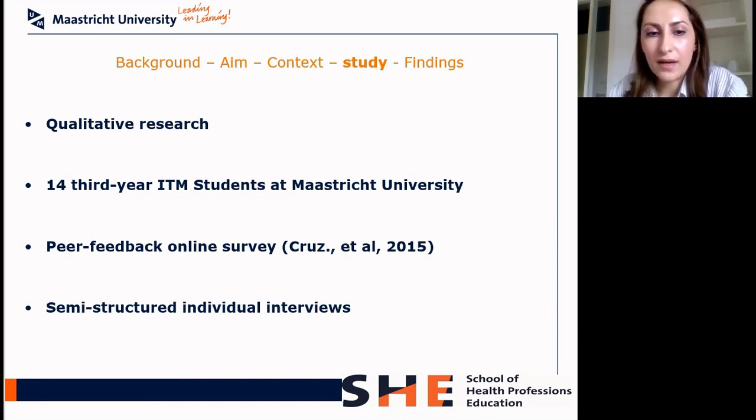This survey included 11 items, which derived from a previous research, Cruz et al. 2015, and implemented with a focus on professional skills, perceived value, relevance to target skill developments, and potential barriers and incentive about peer feedback. Finally, to build on the themes identified from the survey, semi-structured individual interviews were conducted to explore students' perceptions that affect giving and receiving peer feedback and getting more insight into perceived barriers and incentives. Next slide, please.